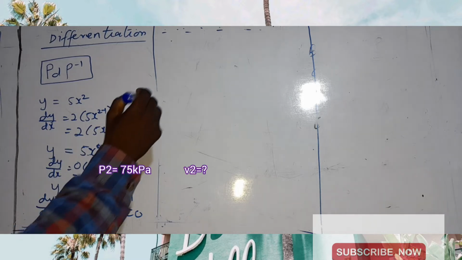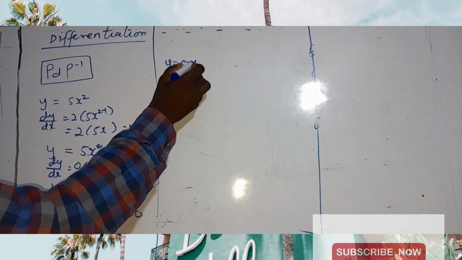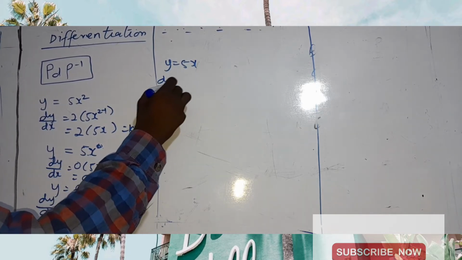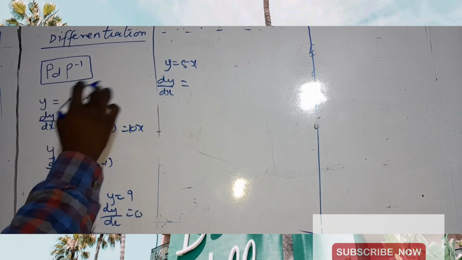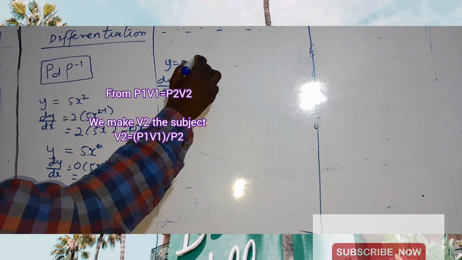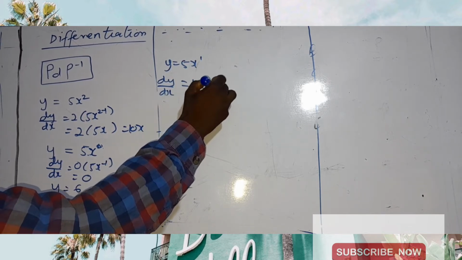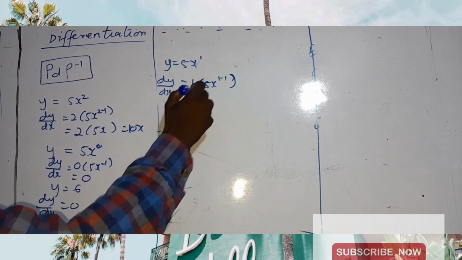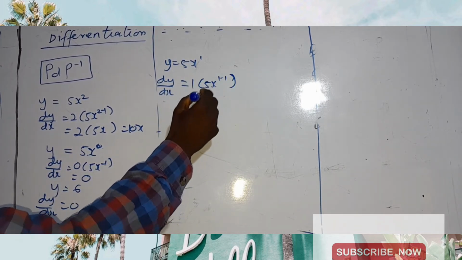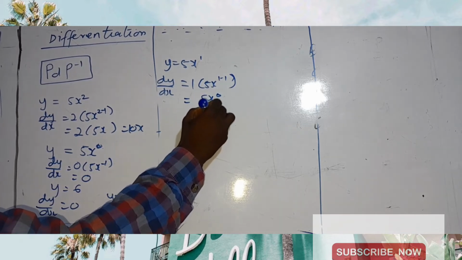What if you have a linear? Let's say they give you a question y equals 5x. Now there's a variable here. So to find dy/dx, the rule is power down, power minus 1. Don't forget this trick. 5x has a power of 1, so power down gives us 1, then 5x to the power 1 minus 1. You don't need to write all this, but for a beginner, let's look at it. 1 minus 1 gives 5 times x to the power 0, which is going to give you 5.